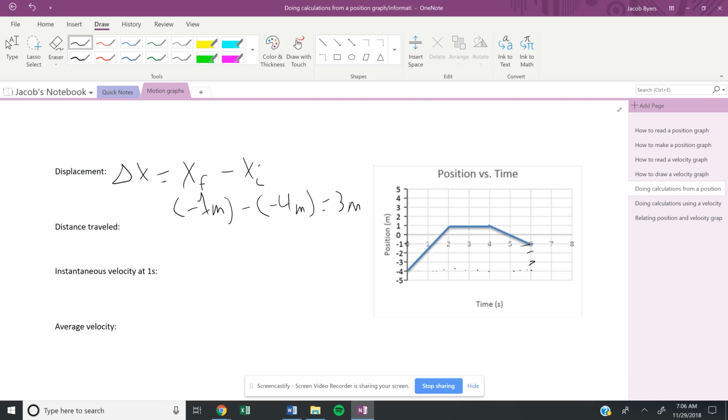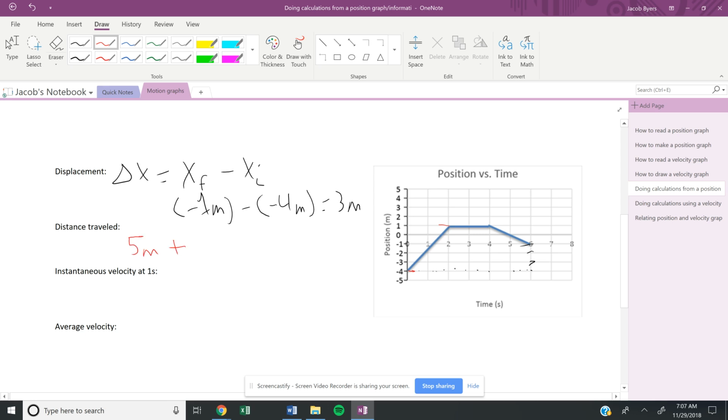The distance traveled, however, takes a little more work here. So distance traveled, the first step we said we move forward from negative 4 to 1. Okay, and so we can count the lines. You can do 1 minus negative 4. So we know the first one, we travel 5 meters forward.